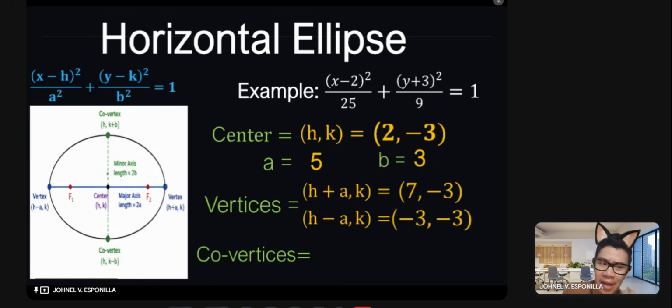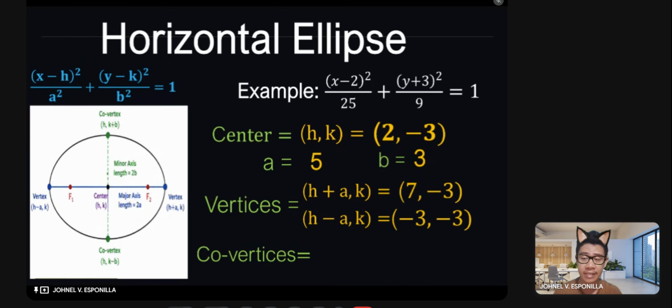So, when we graph this horizontal ellipse, yung left part ng horizontal ellipse ay makikita po sa negative 3, negative 3 point. While the right part of the horizontal ellipse makikita po sa coordinate 7, negative 3. Okay? Yung plotting po gagawin natin next video pa. So, okay na tayo sa vertices.